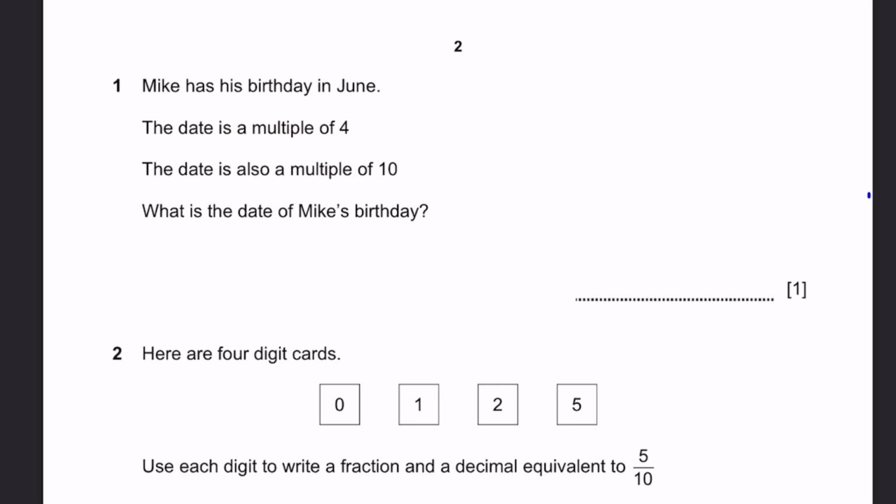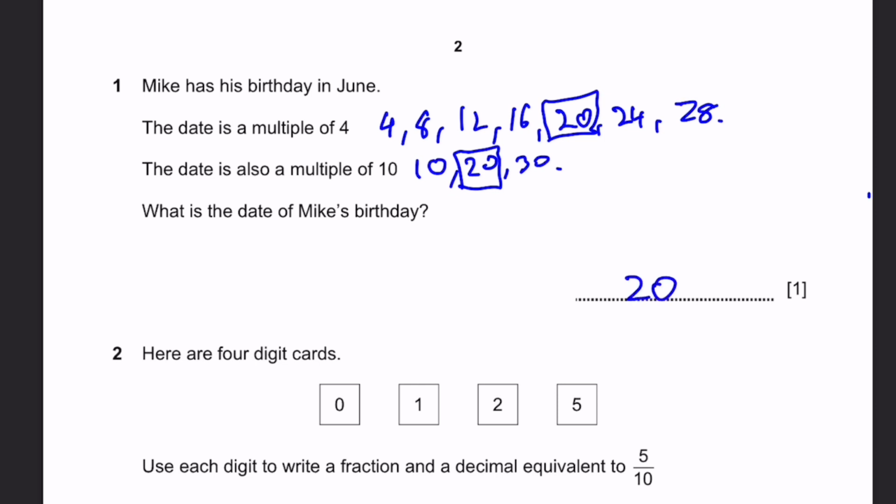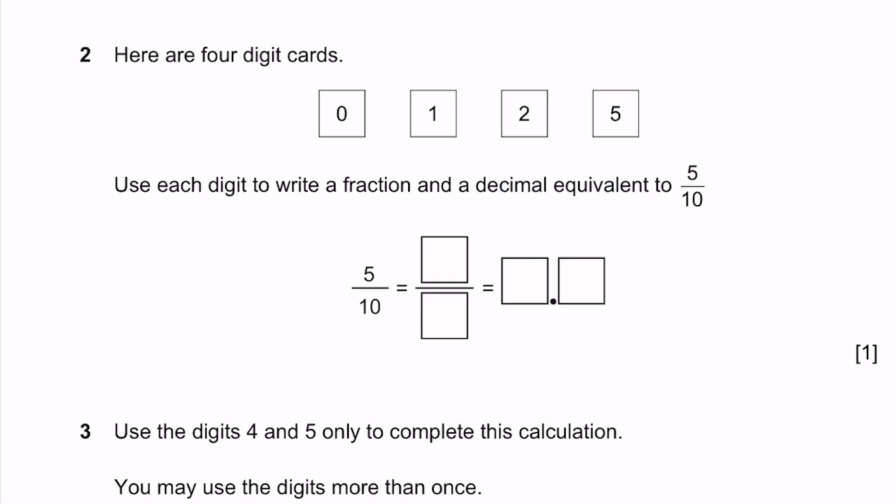So I'll just write down the multiples of 4 which come under the dates in June. 4, 8, 12, 16, 20, 24, and 28. We're not going to write 32 because it does not come under the dates in June. The date's also a multiple of 10, so it'll be 10, 20, 30, and that's it because there can't be a 40th of June. And in this, a common multiple is 20. Both of these have 20, therefore the date of Mike's birthday is 20th. That's the answer.